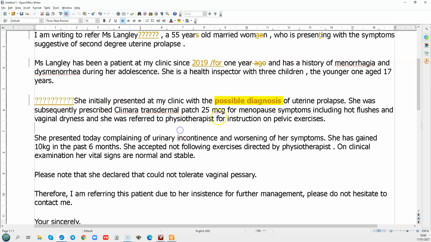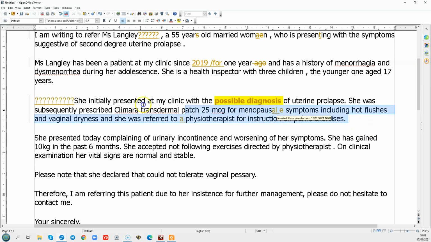Subsequently prescribed a transdermal patch for menopausal symptoms. Menopausal, symptoms, if it's an adjective. Referred to a physiotherapist for instruction on pelvic exercises. So that doesn't make a lot of sense in terms of logical progression. Patient comes, patient says, you take a look, you find something, you take action. That's what usually happens.